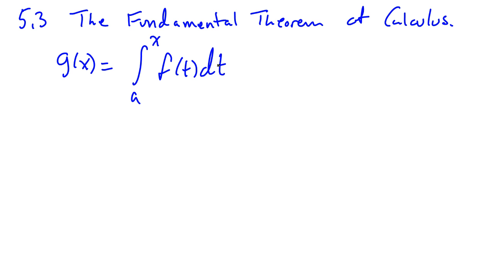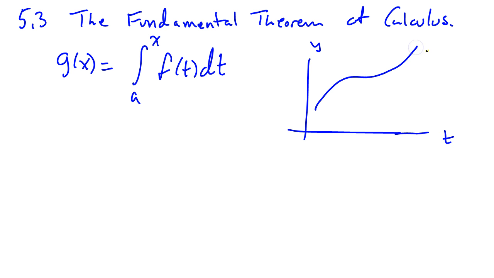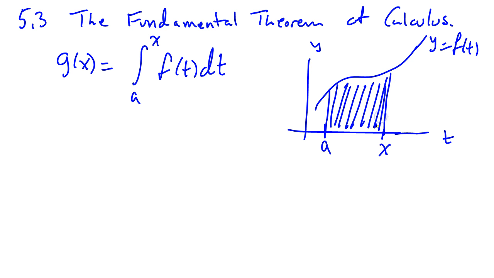Okay. So somewhere I've got some function f, and let's draw the picture here. Here's the y-axis, here's the t-axis. I've got some function, y equals f of t, and I'm starting at a and moving over to some other point x, and I'm calculating this definite integral. Again, with the function that I've drawn being positive, this makes it look like I'm calculating area.